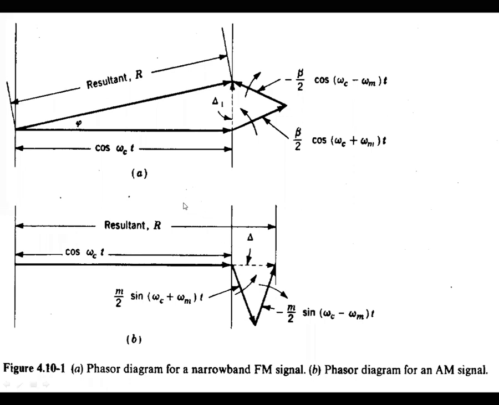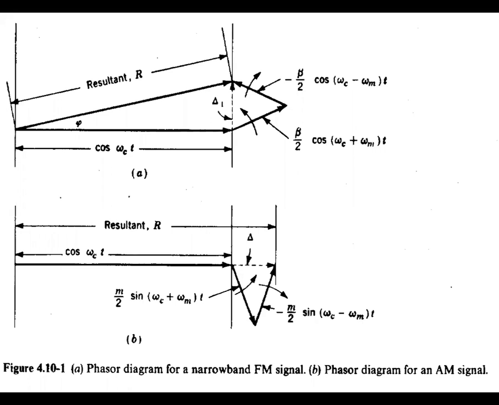So the first point is that the carrier produces a horizontal line, cos omega ct, and the second point is that two sidebands are produced. One sideband is rotating in the counterclockwise direction with respect to the carrier, and the lower sideband is rotating in the clockwise direction with respect to the carrier. The third point is that the resultants are produced.